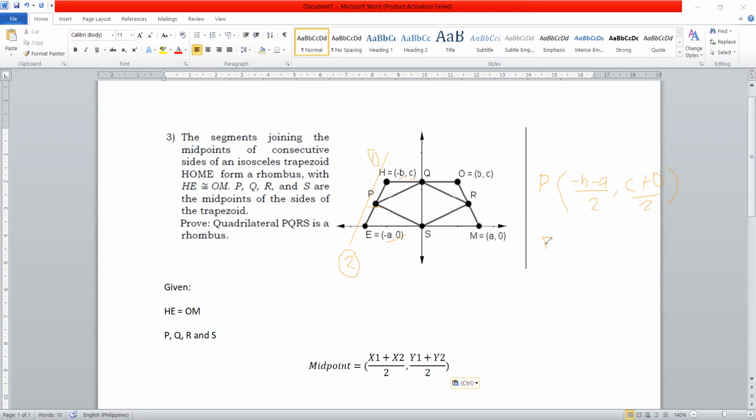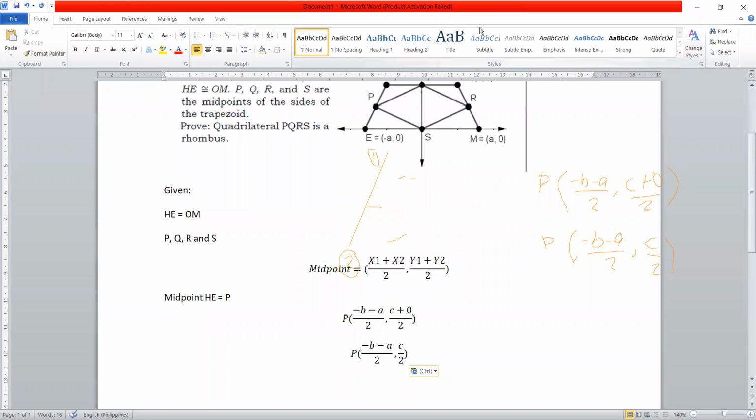Simplifying this, you have there P is negative B minus A over 2, and C plus 0 is simply C, so you can just write C over 2. So that's the coordinates of your point P. So I write it there.